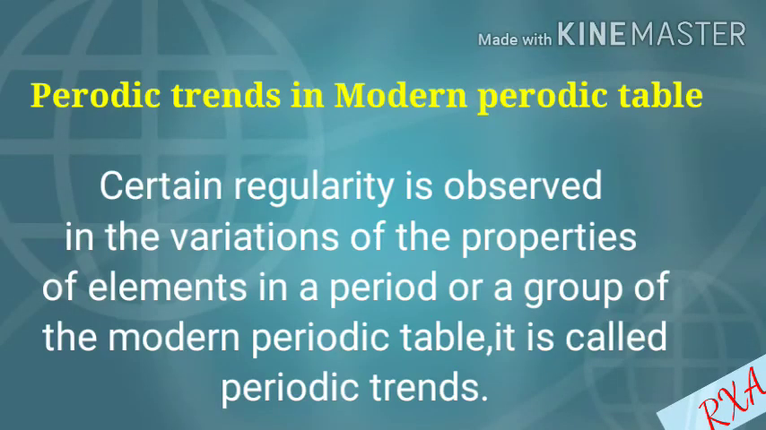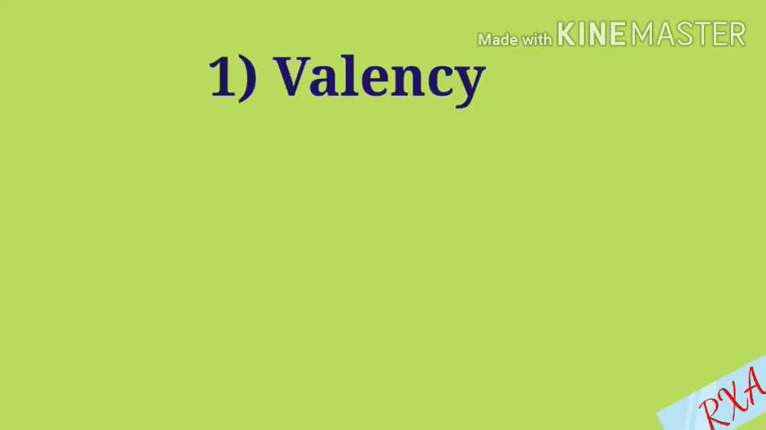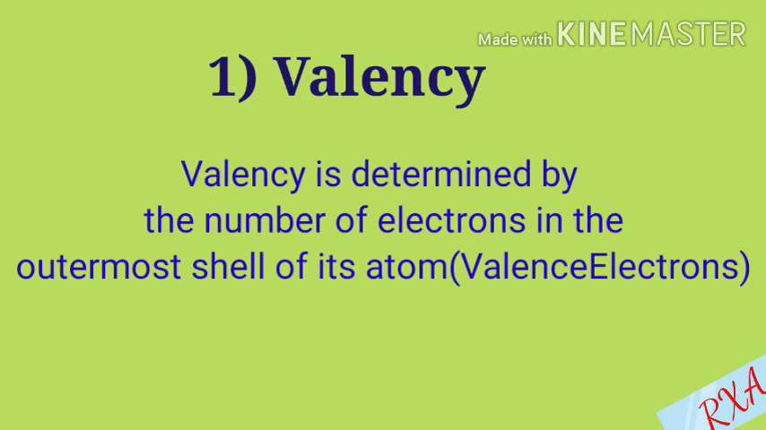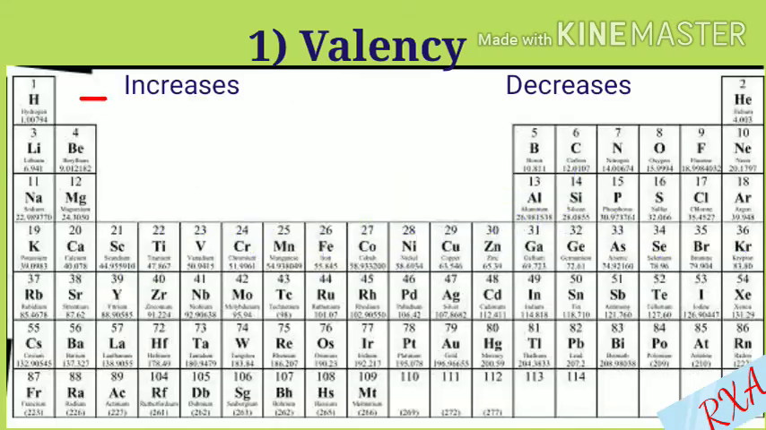Now we will see periodic trends in the modern periodic table. Certain regularities are observed in the variation of the properties of elements in a period or a group of the modern periodic table. It is called periodic trends. First one, valency. Valency is determined by the number of electrons in the outermost shell of its atom, called valence electrons. As we move from left to right in the periodic table, initially valency increases and then decreases.